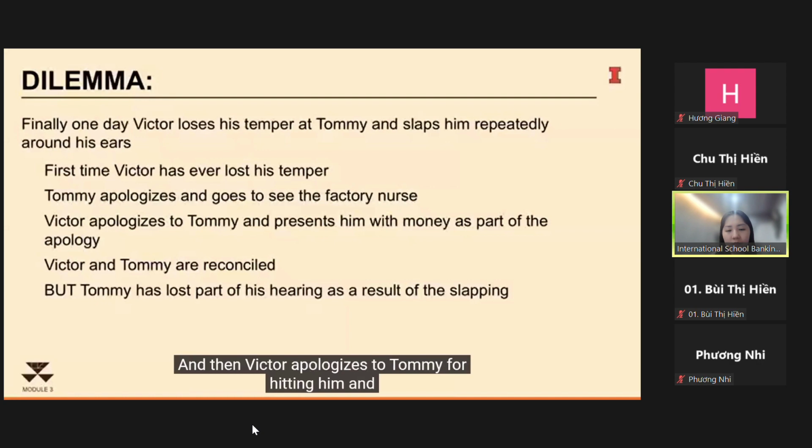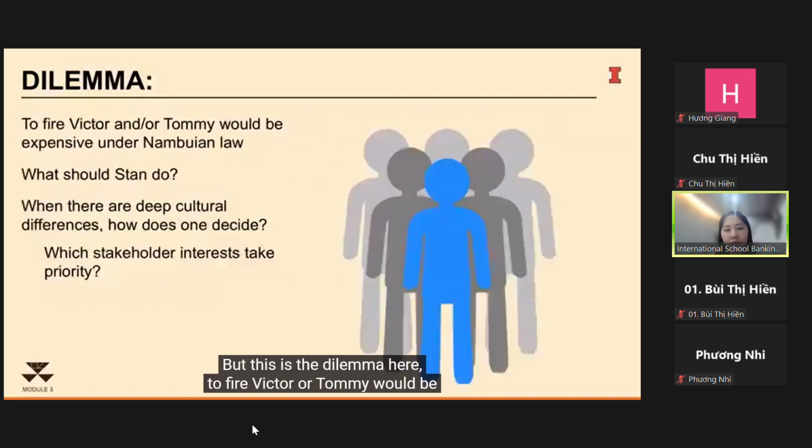And then Victor apologizes to Tommy for hitting him, and he presents him a lot of money as part of the compensation for hurting his ears. So Victor and Tommy are reconciled, but Tommy has lost part of his hearing. But this is the dilemma here. To fire Victor or Tommy would be terribly expensive under Nambuian law, and it would also violate their culture. So what should Stan, the head of this company, do?